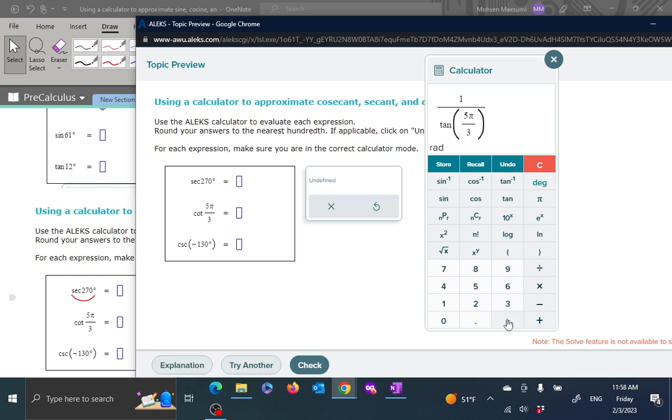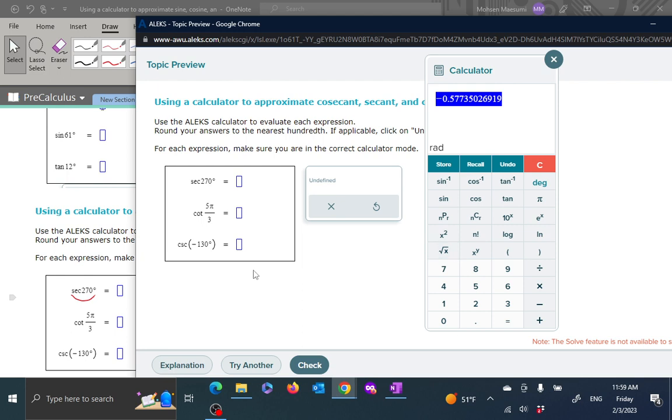Here's the cotangent of that. Again, this is a quantity you should know from memory, but here it's asking you for the answer to the nearest hundredth. So it's going to be minus 5/8 in this case.